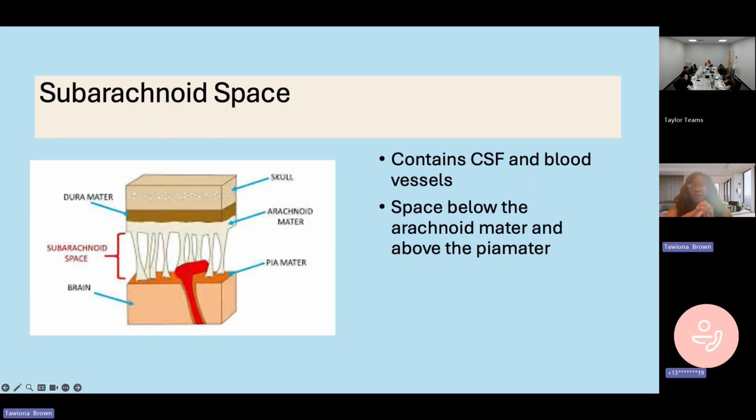And then we have that very important, remember, this is the one true space, called the subarachnoid space. This space is important because it contains cerebral spinal fluid and blood vessels. It's the space that's inferior to the arachnoid mater, but above the pia mater.